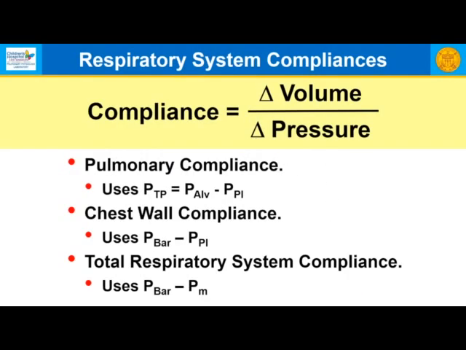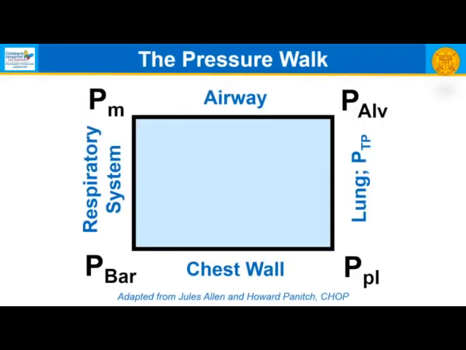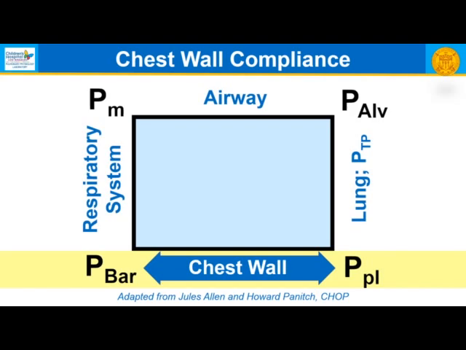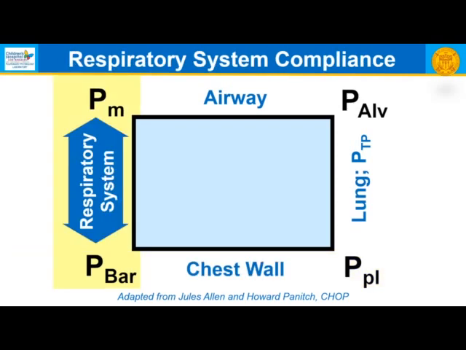So compliance. Remember, compliance equals change in volume over change in pressure, and we can measure compliance of the lungs, for example, the chest wall, and the total respiratory system. The pressure we use, if we want to measure compliance of the lung, is alveolar minus pleural. If we want to measure compliance of the chest wall, then it's barometric minus pleural pressure. So we can, in fact, measure thoracic compliance. Total respiratory system compliance, of course, is just mouth pressure minus barometric.